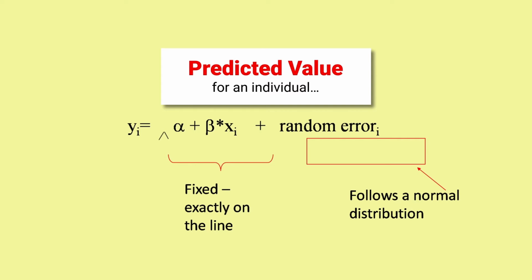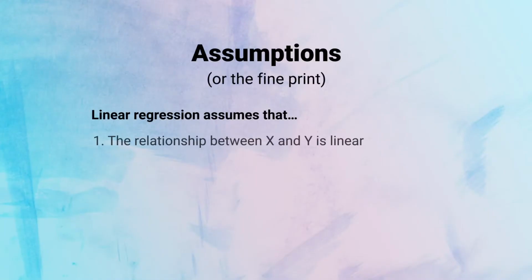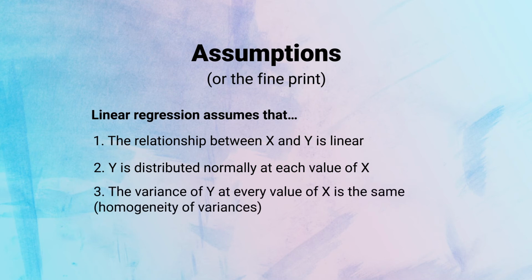So if you see this predicted value of an individual, you will find that it is fixed exactly on the line and follows the normal distribution. The assumption is that linear regression assumes that the relationship between x and y is linear. Y is distributed normally at each value of x. The variance of y at every value of x is the same. That is homogeneity of variance.